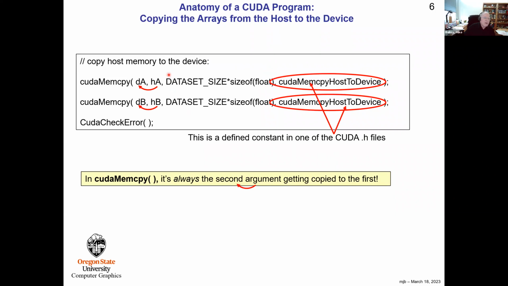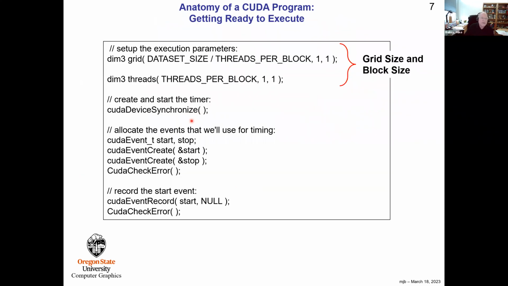We're now copying. The CUDA memcopy function always takes a second argument, copies to the first. Second argument copies to the first. So the host version of A gets copied to the device version of A. Host B to device B. Again, throw in a little check error, why not? We don't have to copy C over because it's going to be coming back.